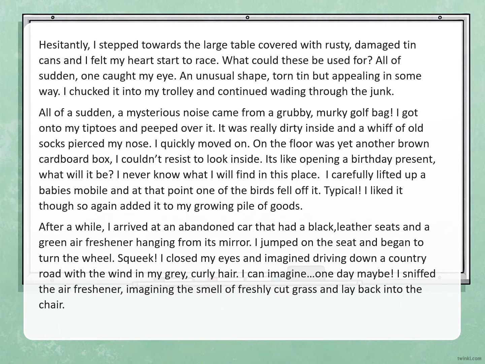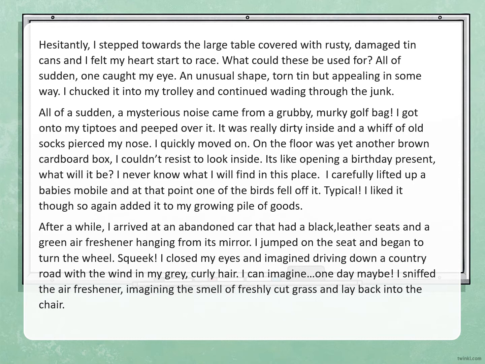Hesitantly, I stepped towards the large table covered with rusty, damaged tin cans and felt my heart start to race. What could these be used for? All of a sudden one caught my eye. An unusual shape, torn tin, but appealing in some way. I chucked it into my trolley and continued wading through the junk. All of a sudden, a mysterious noise came from a grubby, murky golf bag. I got onto my tiptoes and peeped over it. It was really dirty inside, and a whiff of old socks pierced my nose.